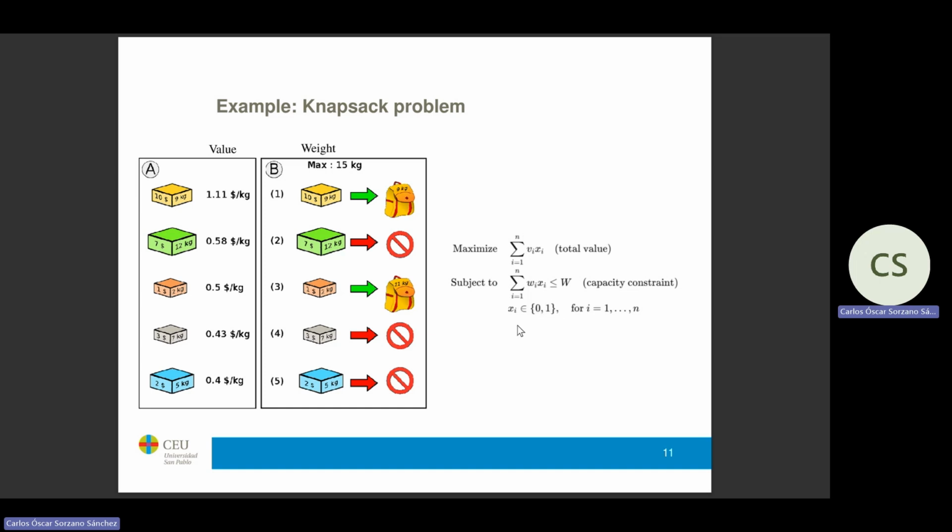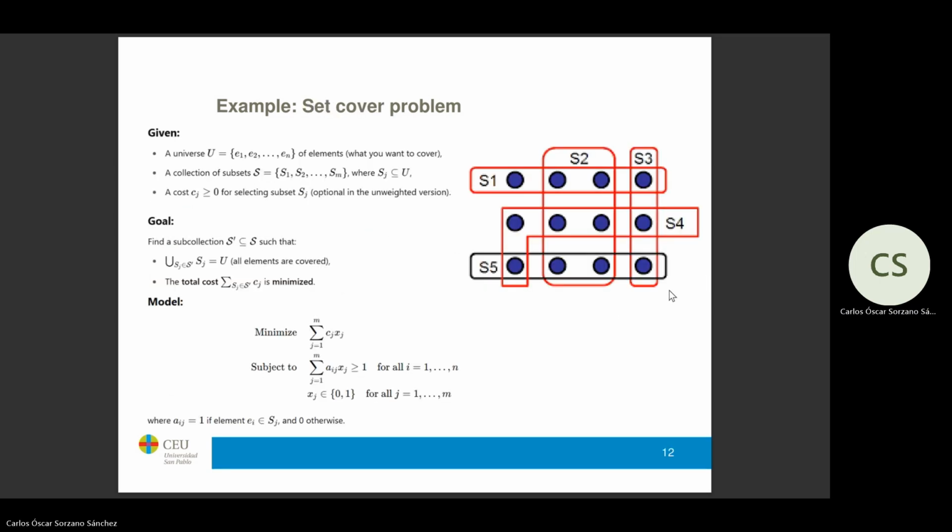So what you want to maximize is this sum. So it is the total value of your choice, and it is subject to the capacity constraint. So the weight times whether you take it or not has to be smaller than something. Good. And again, it's a discrete problem. And I think this is the last one that we will see.